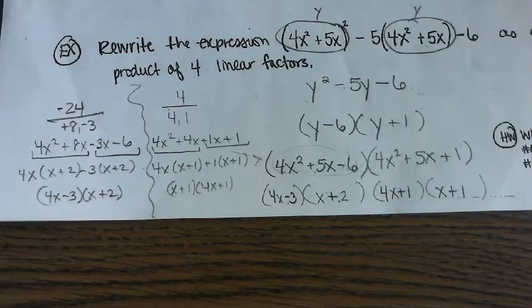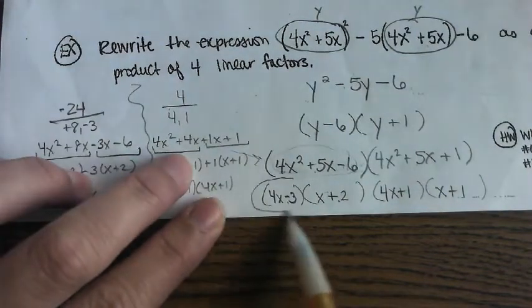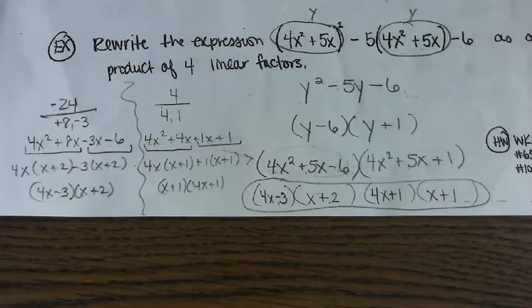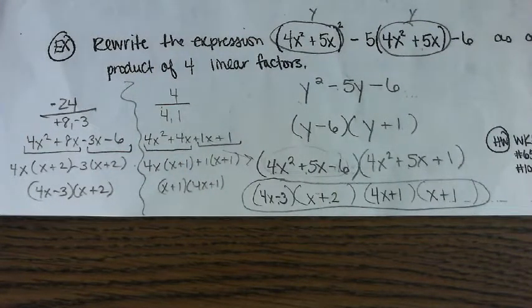And again, I avoid guessing and checking. Although that one would have been at least easier to guess and check because it had to be 1 and 1 on that last term. So that one wasn't bad. But this ends up factoring into 4 factors. Any questions on that?